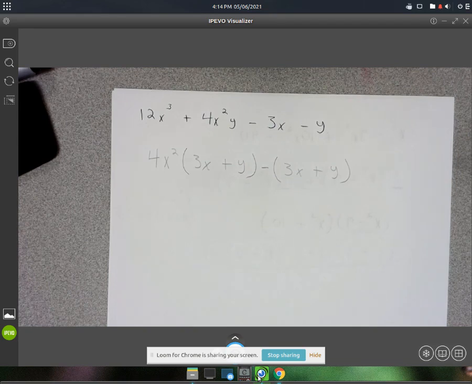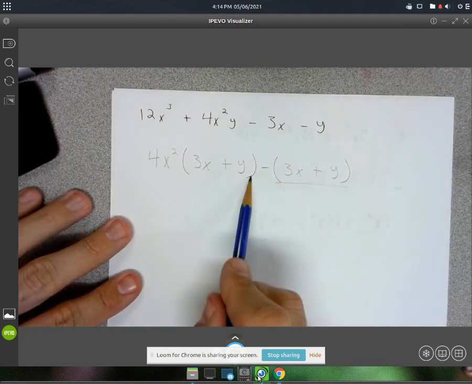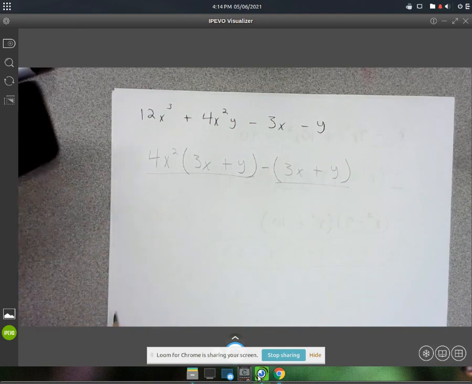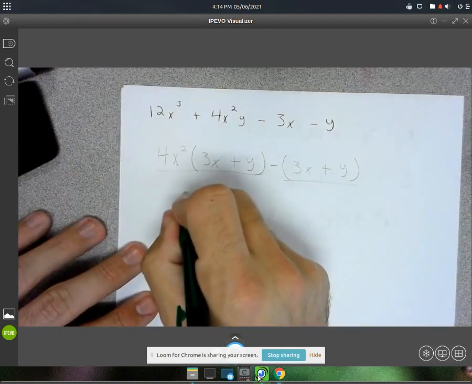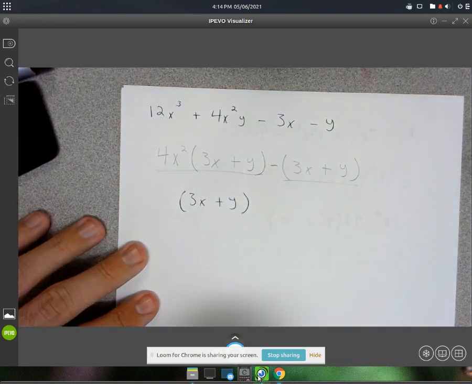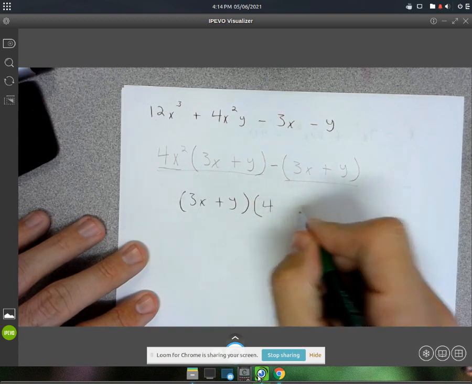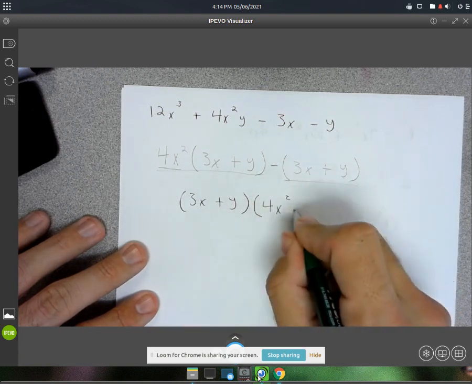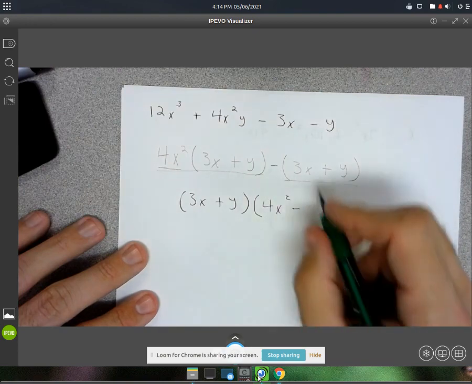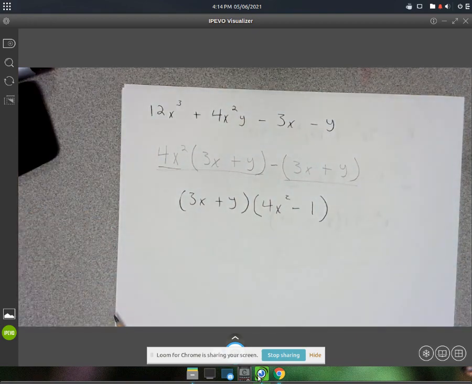All right, that's what we wanted to happen, actually. The right half has a 3x plus y, and the left half does as well. So this is going to be 3x plus y that they have in common. And it's going to be a 4x squared for that first left half, and then a minus, and then an implied 1 there. Cool. So 3x plus y is a factor, and 4x squared minus 1 is.